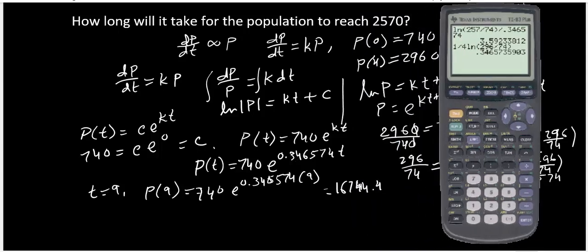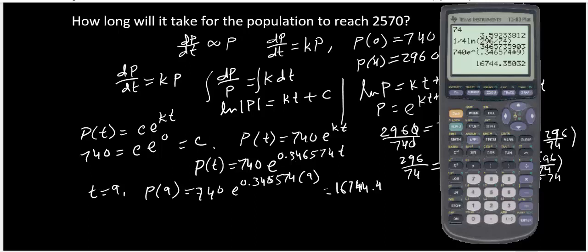All right. So now I'm looking at this value here. So you can write again 740, and then you take e to the 0.346574 multiplied by 9, close the parenthesis, hit enter. So you see that 16744.35032. So when you round it to 1 decimal place, that gives me 16744.4. All right, this is done.